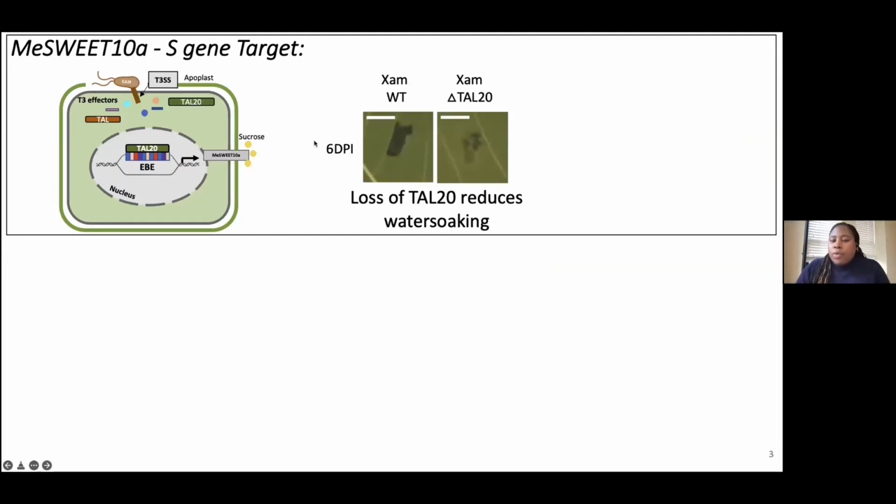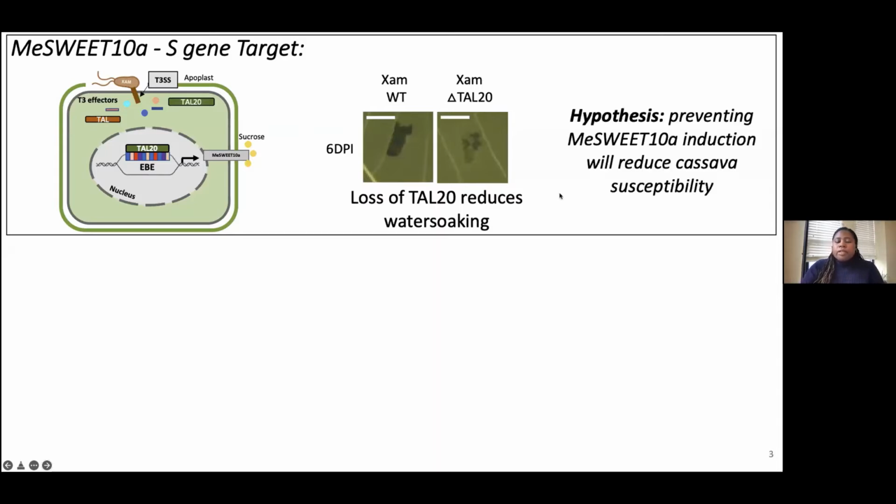And from prior work, we know that if we were to take XAM and make a mutant where it no longer can make the TAL20 effector, it causes a reduction in the water-soaking phenotype that I described earlier. So with this knowledge, we have this hypothesis that if we were to prevent MeSWEET induction by the TAL20 effector, then we can reduce cassava susceptibility to the disease.